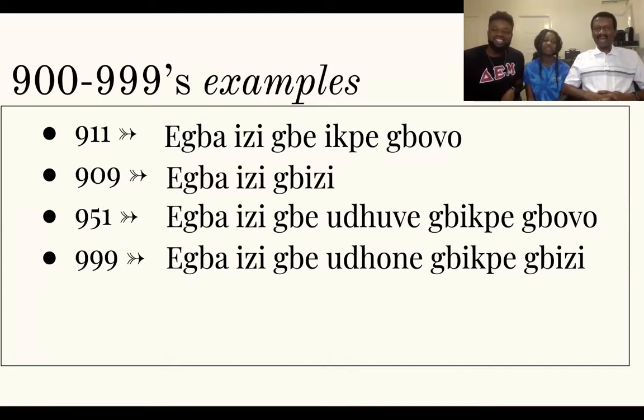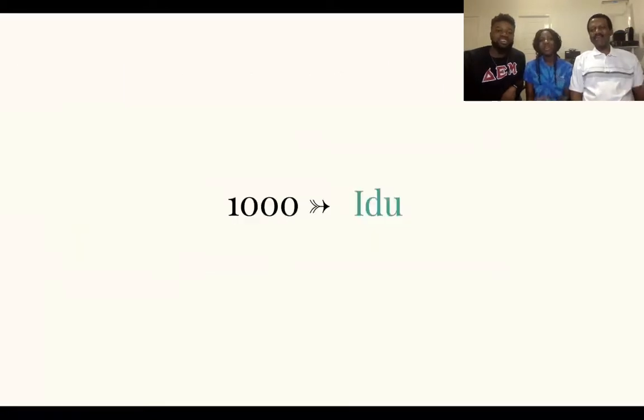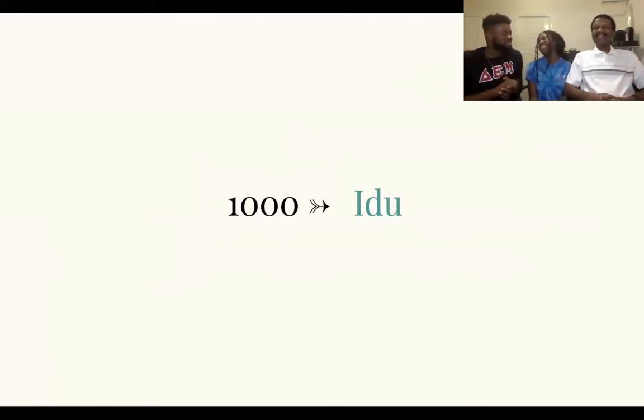Sure. So 911 is Egba Easy, Be Ibik Bubble. 909 is Egba Easy, Busy. 951 is Egba Easy, Be Uduve Bibek Bubble. And 999 is Egba Easy, Be Udone Bibek Busy. All right, and now we're moving on to the 1,000. Yup, and so 1,000 is Idu. Yup. You're good. That's it. Idu.